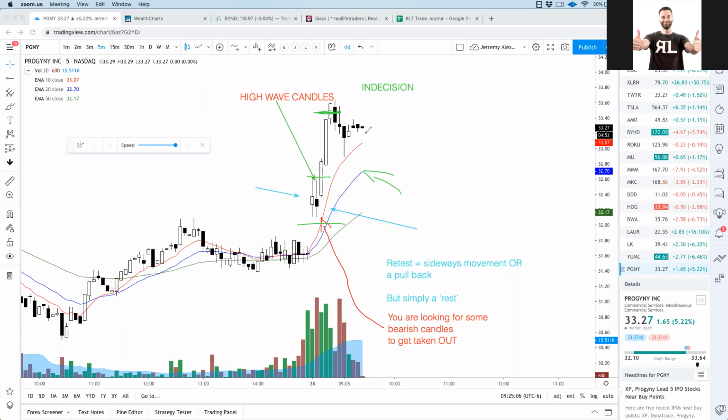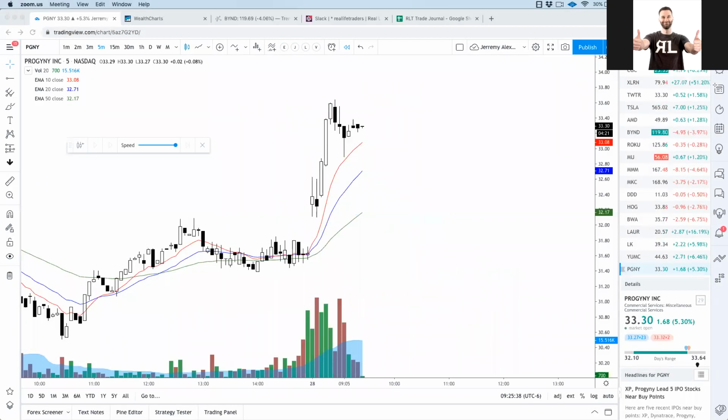Susan says they are also called dojis, correct? Kind of. All high waves are dojis, but not all dojis are high waves. So technically, I wouldn't call these a doji candle. I would not personally call that a doji candle. I would call that a high wave. A doji candle is perfectly flat, where the open and close are the exact same. That's what I refer to as a doji. That specifically is a high wave candle.